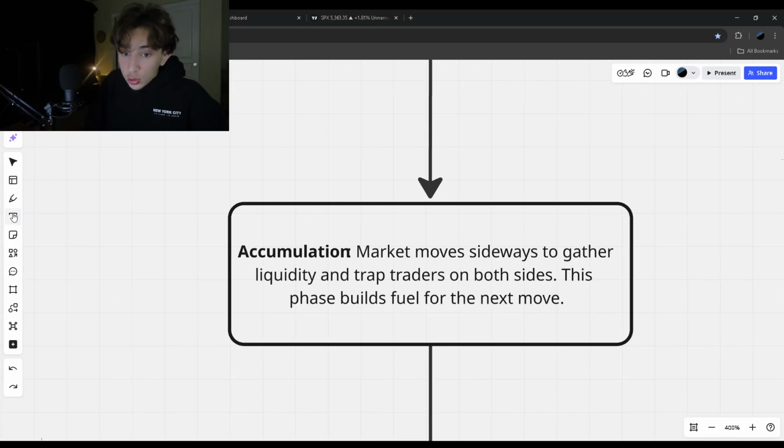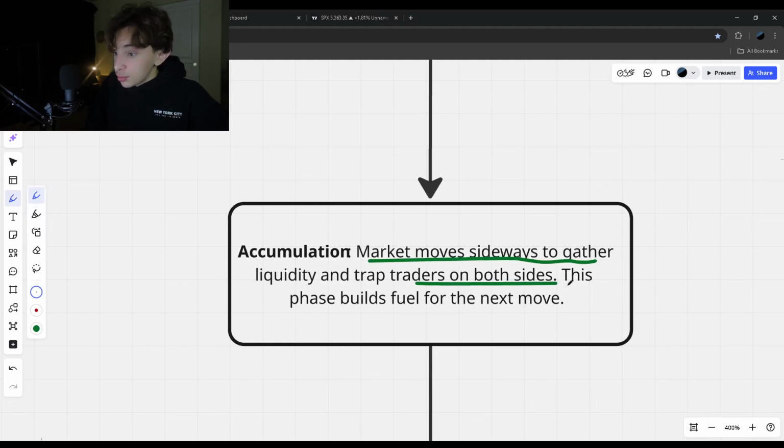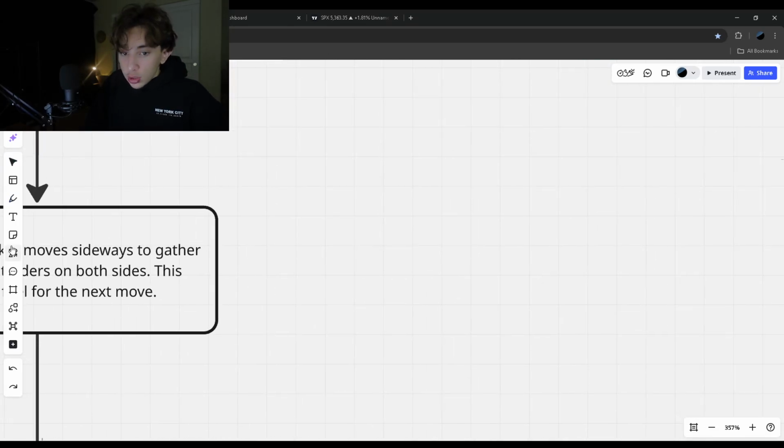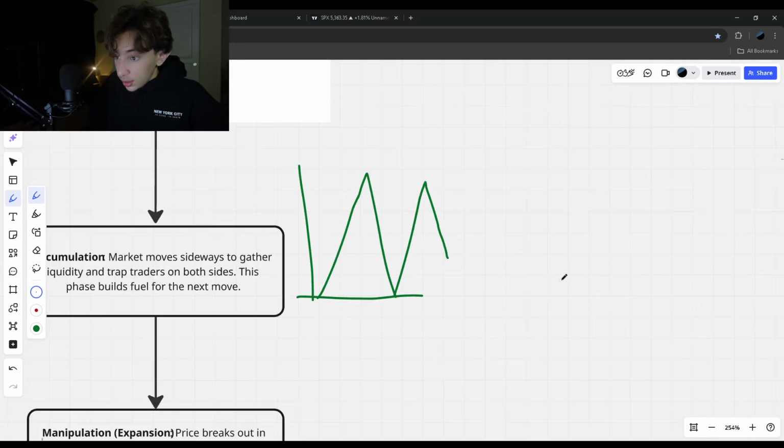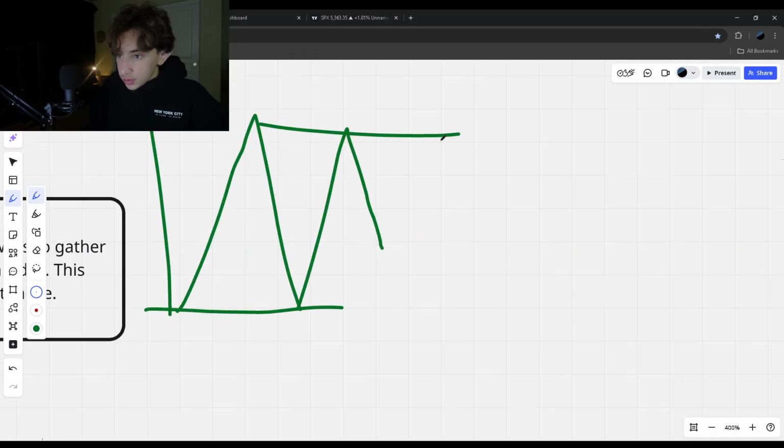So accumulation is pretty much the market moving sideways to gather liquidity and trap traders on both sides. This phase builds fuel for the next move. Let me actually draw what accumulation is. Let's say we have high liquidity at this zone right here. When we have a lot of selling up here, just straight selling, what the market tends to do is we start battling between buyers and sellers.